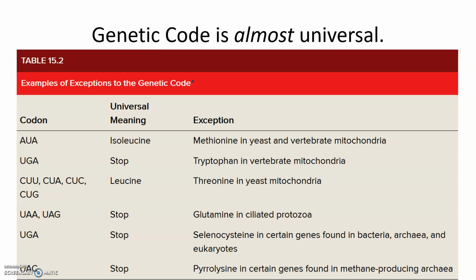Our genetic code is almost universal. Almost universal. There are some exceptions, but usually all living things use this code. The exceptions are what some things code for. AUA is usually isoleucine, but it can be methionine in some organisms. These are our stops under normal circumstances, but in rare circumstances, UGA can be selenocysteine and UAC can be pyrrolysine. These have been called the 21st and 22nd amino acids by some people.